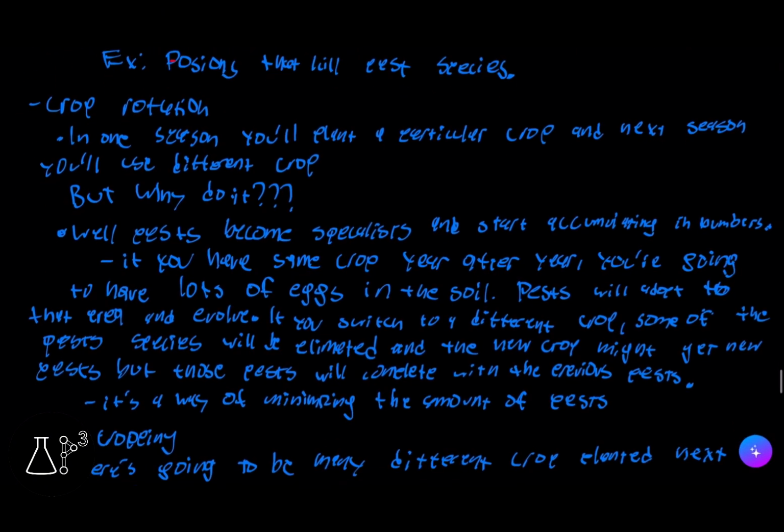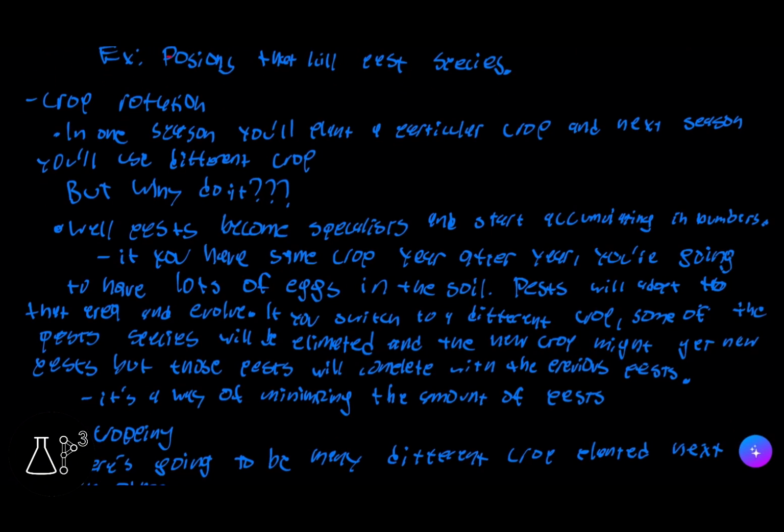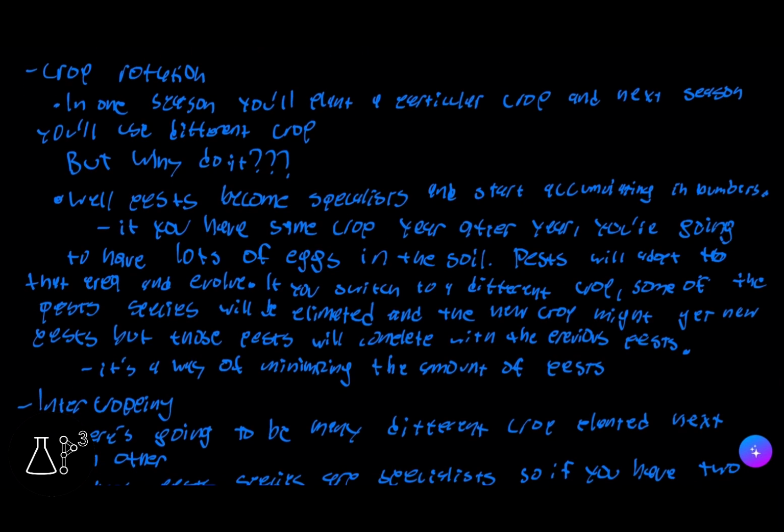And then we have crop rotation. One season you put a particular crop, and the next season you use a different crop. But why do it? Well, pests become specialists and start accumulating in numbers. If you have the same crop year after year, you're going to have lots of eggs in the soil. Pests will adapt to that area and evolve in that area. Now, if you switch to a different crop, some of the pest species will be eliminated, and the new crop might get new pests, but those pests will compete with the previous pests. And it basically minimizes the amount of pests.